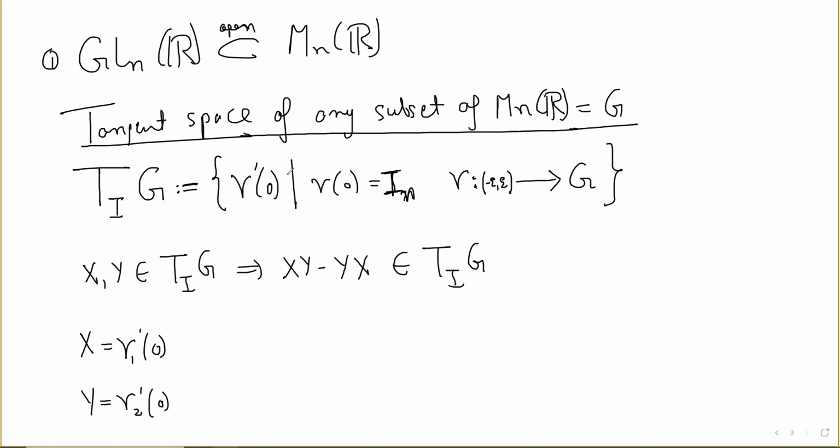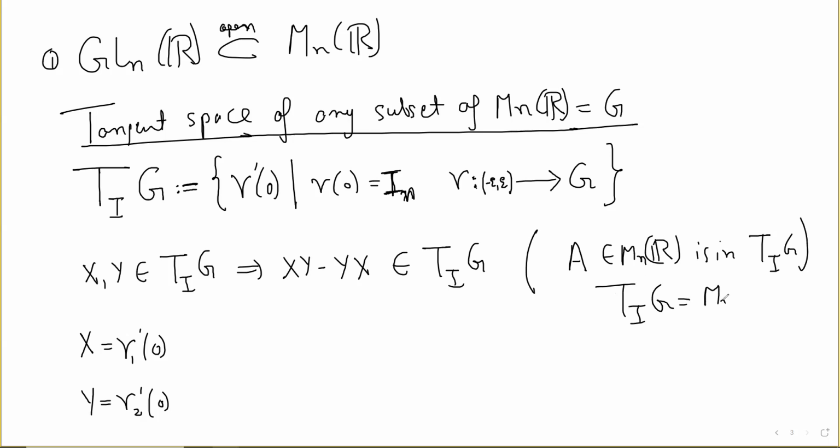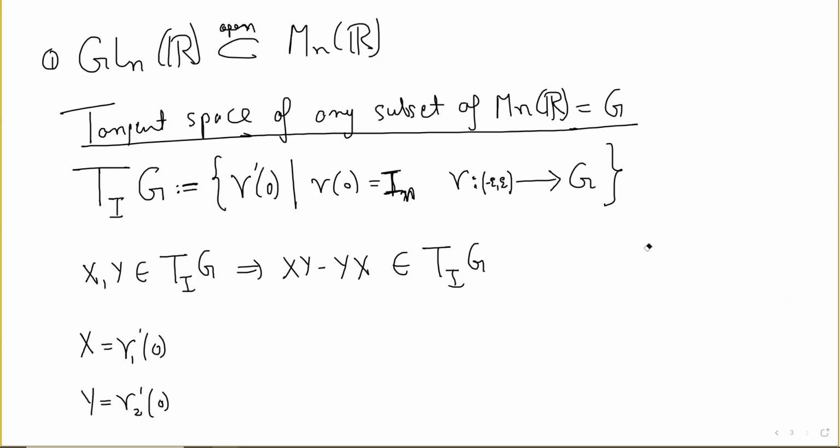See, Vaishnavi, the point here is that in this case it is very simple because G is equal to M_n(R). So this is true because any A in M_n(R) is in T_I G, and T_I G is equal to M_n(R). In that case, it's not, so one has to think. So let's think.